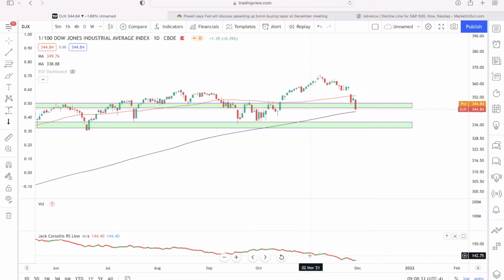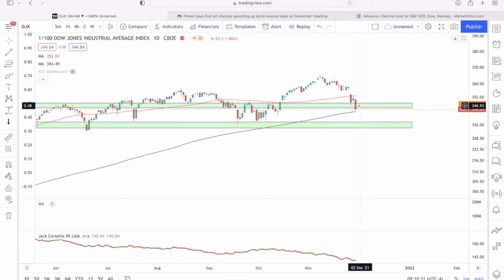So this relative strength line compares the individual stock, or in this case the individual index, against the S&P 500. So since back in June, this line has been on a decline. So this tells us that the Dow Jones has been underperforming the S&P 500 since June. And even though the Dow Jones has underperformed the S&P 500 over here, right now the Dow Jones looks like it is at an area of strong support.